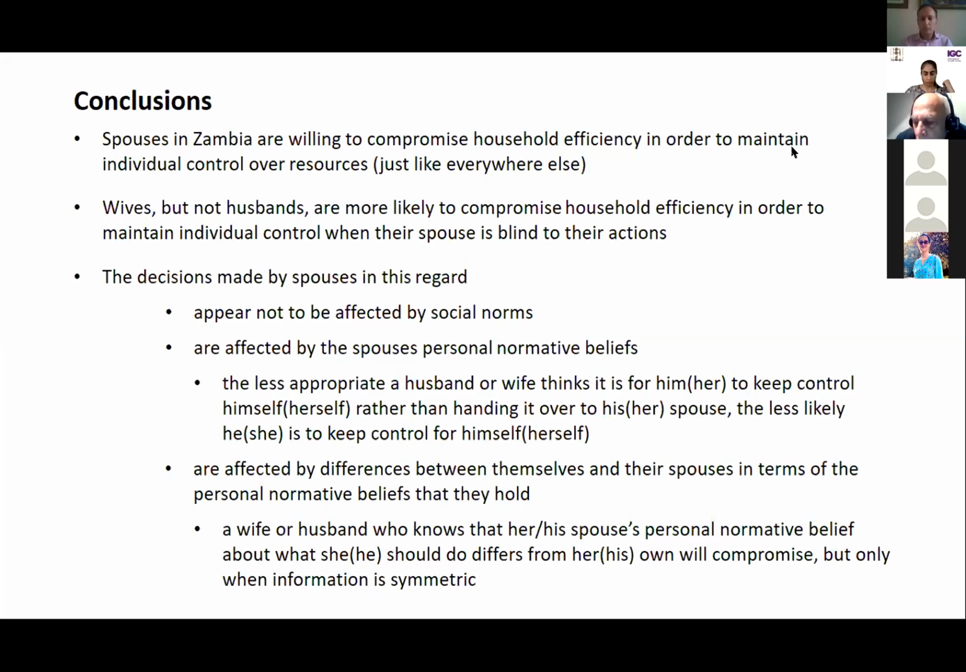If a wife knows that what she thinks she ought to do with a resource is different from what her husband thinks she ought to do, then when there's information asymmetry, when she can act in secret, she's going to do what she thinks she ought to do. But when she knows her husband's going to find out about her actions, she'll compromise. She'll do something that is somewhere between what she thinks she ought to do and what her husband thinks she ought to do. So the presence of information asymmetries reduces compromising by spouses.